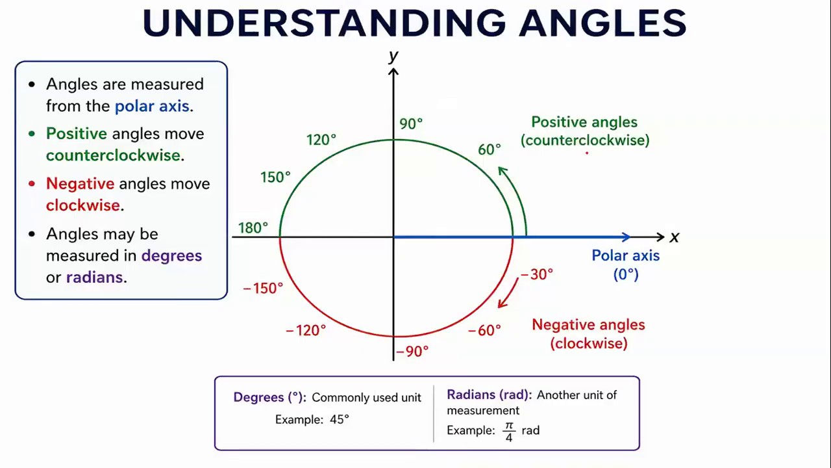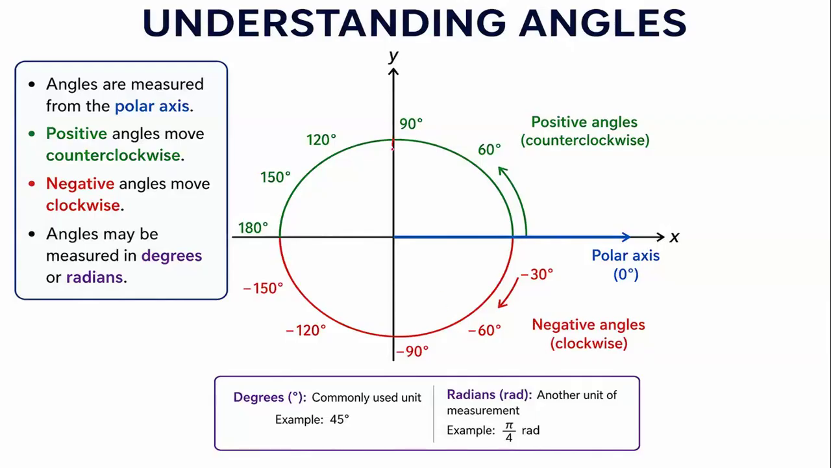We're going to look at understanding angles. Angles are measured from the polar axis. The positive angles move counterclockwise, and the negative angles move clockwise. The angles may be measured in degrees or in radians. Here we have a diagram showing the different angles being formed.